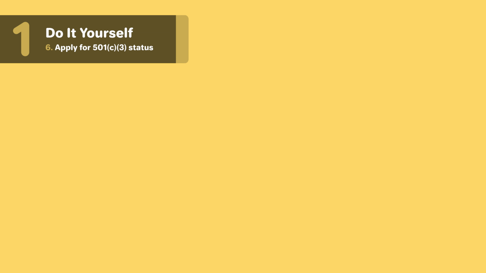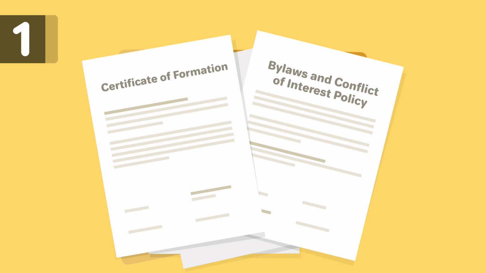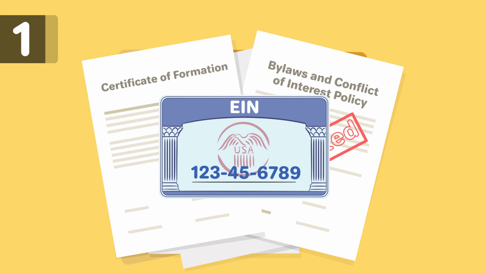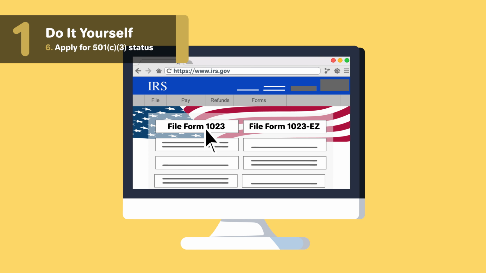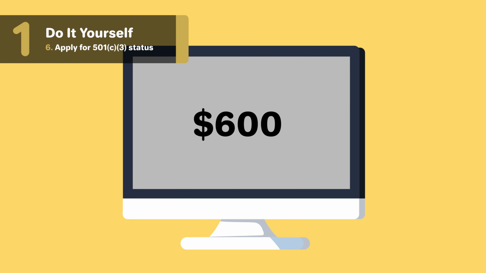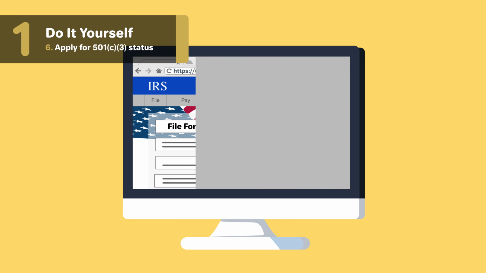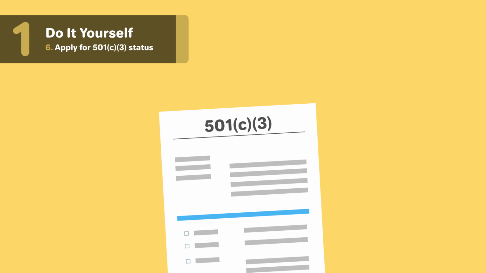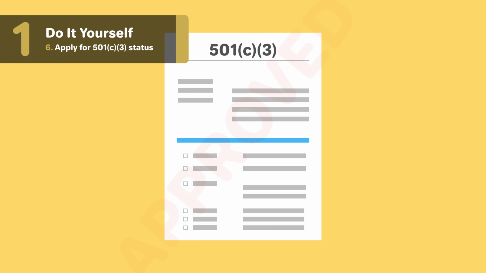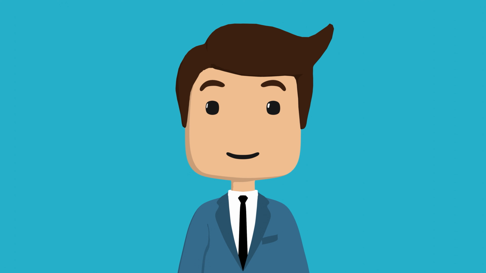Before your nonprofit can apply for 501c3 status, it must file the articles of formation with the required provisions, adopt the bylaws and conflict of interest policy, and have an EIN number. In order to file for tax-exempt status, most organizations will need to file Form 1023 online or by mail and pay a fee of $600. If your organization's annual gross receipts are below $50,000, then you may be able to file Form 1023-EZ with a fee of $275. You can check your eligibility with the link in the description below. Once you have received your 501c3 determination letter from the IRS, your organization will automatically be exempt from New Mexico corporate income tax.